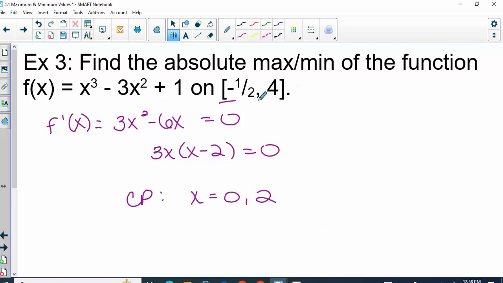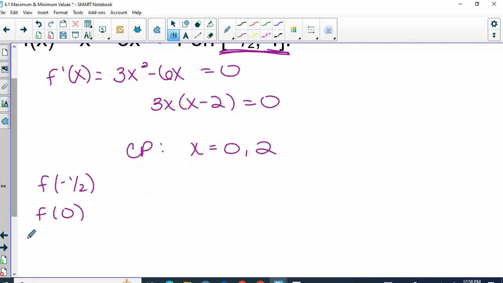All right, I gave you an interval. Double check, are both of these critical points in my interval? Yes. If I got like 10 or something that wasn't in my interval, I just wouldn't use it. Okay? Now I'm going to test my endpoints and my critical points. One of these has to be the biggest and one of them has to be the smallest. I need to figure out which is which.